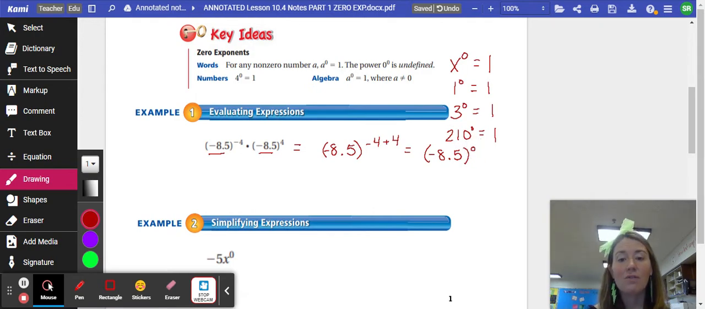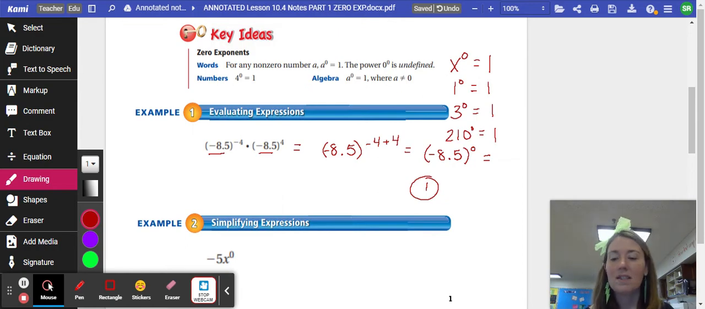Okay, so we have negative 8.5 to the power of 0, right? Negative 4 plus 4 gives us an exponent of 0. Anything to the power of 0 equals 1. Okay, so here's an example of where you might be evaluating an expression. You end up with an exponent that is 0, and we know that that is equal to 1.